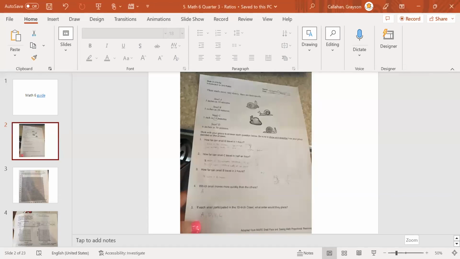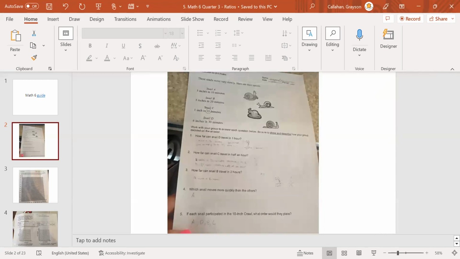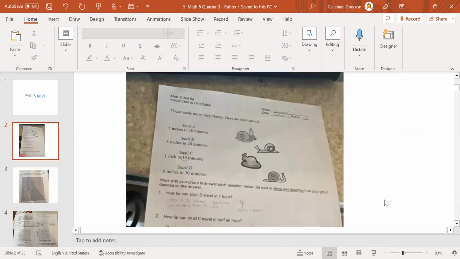Okay, so this is week 2, Thursday, 2024, semester 2 for Math 6. And their topic is going to be on ratios. So looking at this first part right here, this is an introduction to unit rates. See, these snails are moving very slowly.